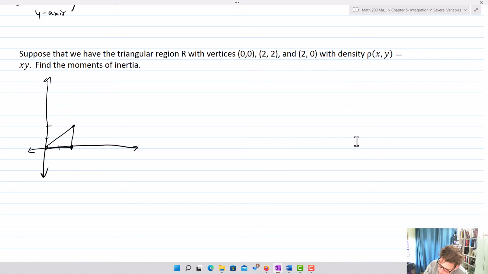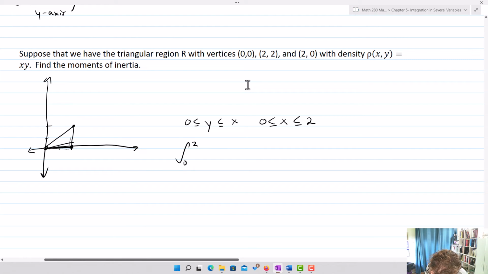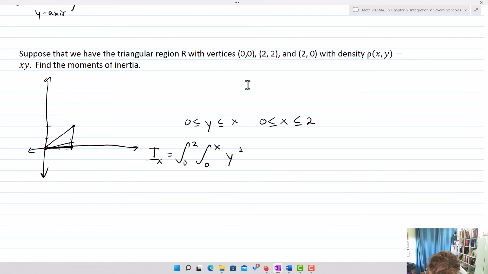So y is going to be greater than or equal to 0 and less than or equal to x, since the upper boundary is y equals x. And x is going to be greater than or equal to 0 and less than or equal to 2. Those are the bounds for our integration. So we integrate from 0 to 2, with 0 to x inside. We'll do Ix first. Ix is going to equal the integral of y squared times xy dy dx.